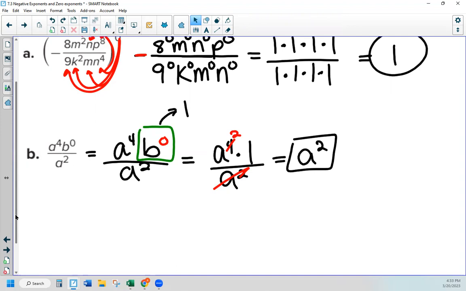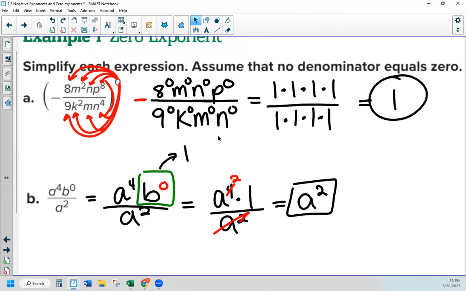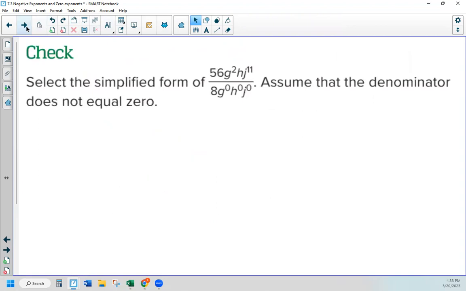So even though we just learned that the zero exponent rule makes everything a 1, this solution right here did not become a 1 because the 0 exponent was not applied to everything. It was just applied to that piece, that variable b. All right, here we go. Check problem. Do it on your own. Try it out.